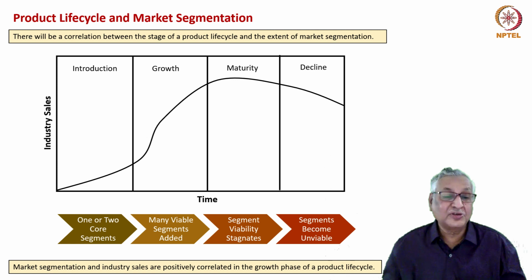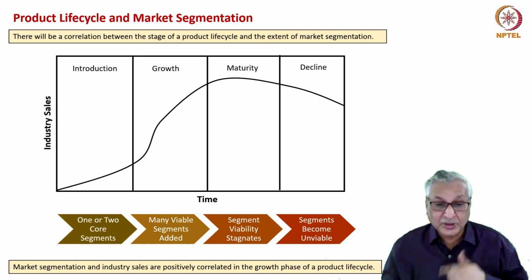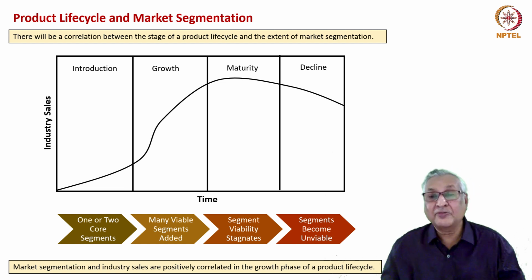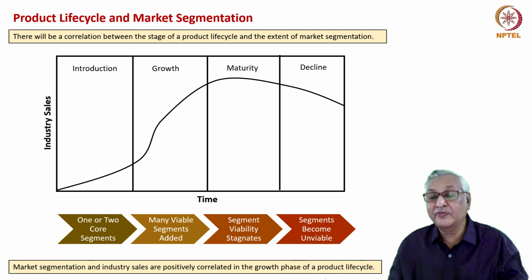In the introduction phase, you have 1 or 2 core segments and not more than that. But when you get to the growth phase, many viable segments get added to power the growth. Then you have the maturity phase where segment viability stagnates. Although you have reached the peak scale by the fact of several segments having consolidated, the scale and scope economics stagnate. Then in the decline phase, segments become unviable progressively.